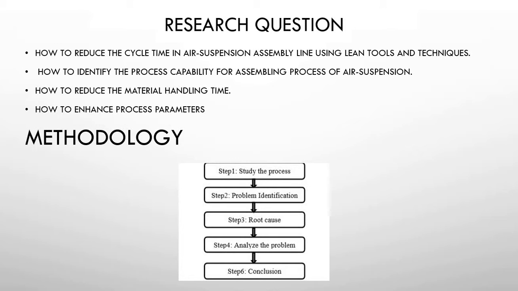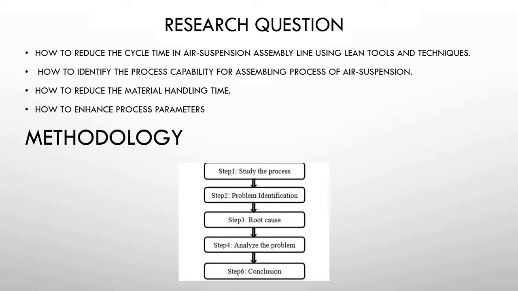Coming to the next is the research questions. Here are some of the research questions. The first question is how to reduce the cycle time in the air suspension assembly line using lean tools and techniques. The next one is how to identify the process capability for the assembly process of air suspension. The third one is how to reduce the material handling time. And finally, how to enhance the process parameters.